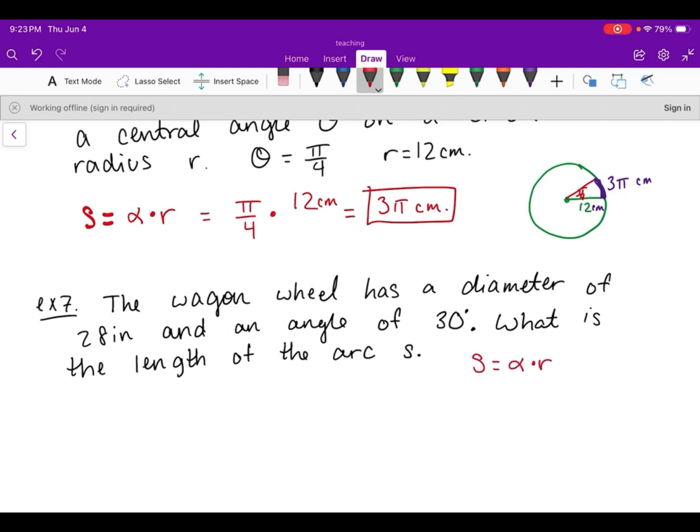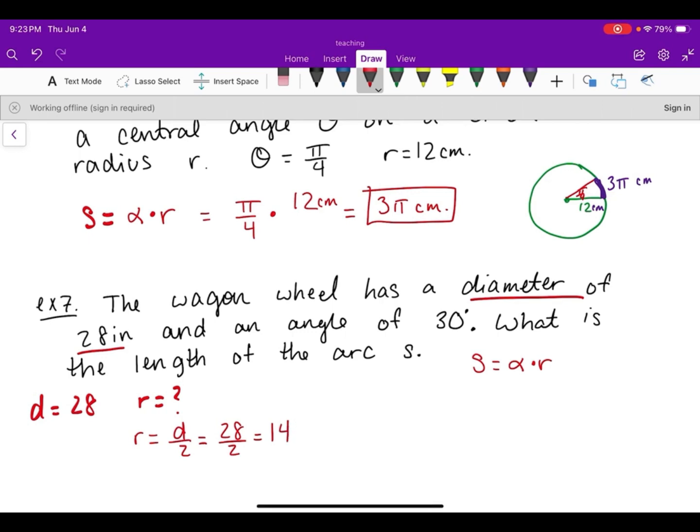But I have a few issues here. One, I'm given not the radius, I'm given the diameter. It says diameter is 28 inches. Radius is your diameter divided by 2. So 28 divided by 2 gives me 14 inches as my radius. So you want to make sure you plug in 14 and not 28.